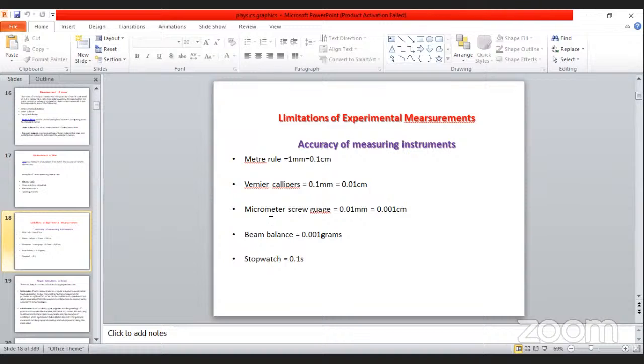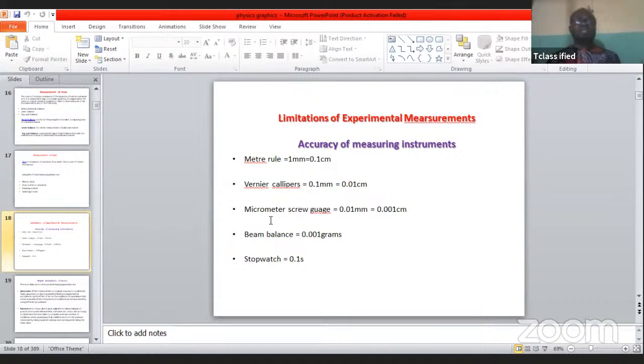So you remember you asked me a question, what's the difference between the meter rule, the vernier caliper, and the micrometer screw gauge? It actually depends on what you want to use them to measure, and how small that is. Are you clear on that?